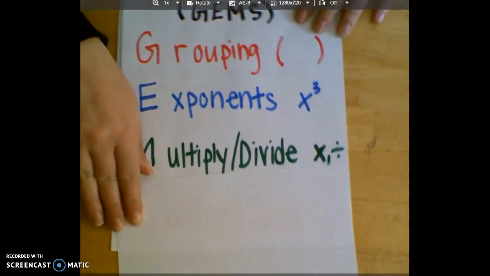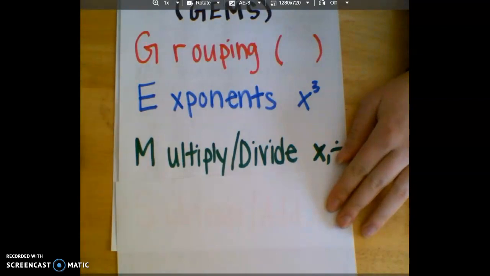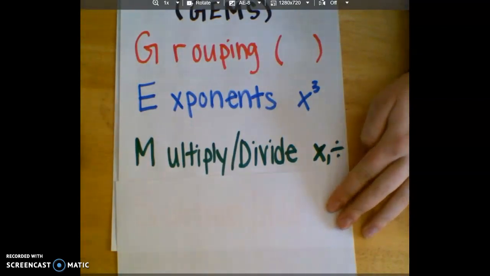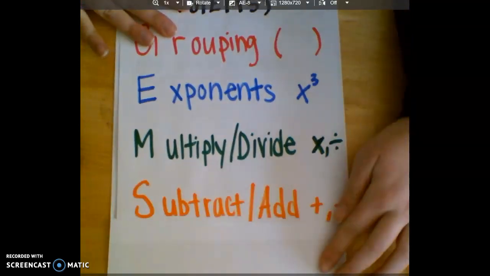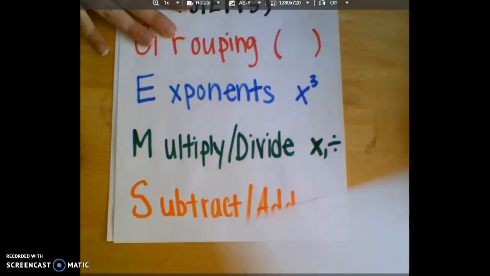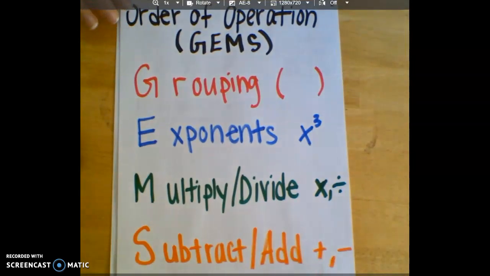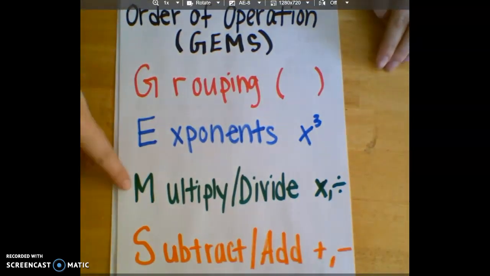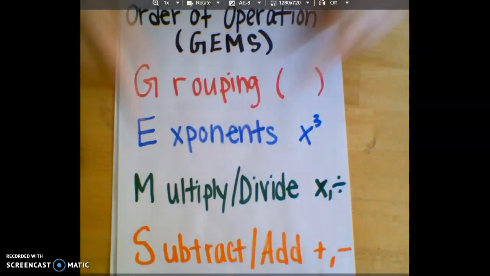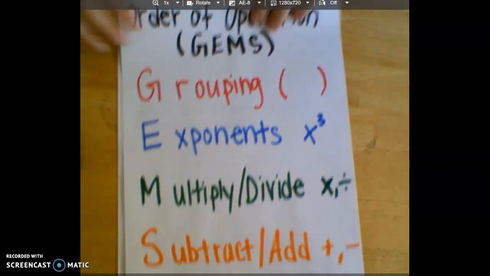Your third thing that you're going to solve is any multiplication or division. So if we have multiplication and division in the same thing, you are then going to go from left to right. Just like when you read, you are going from left to right. And then our last thing is you're going to subtract or add any problems that are there. Okay, so GEMS, remember that. Grouping, exponents, multiply, divide, subtract, and add. These are on the same levels as each other, so you can do them at the same time.